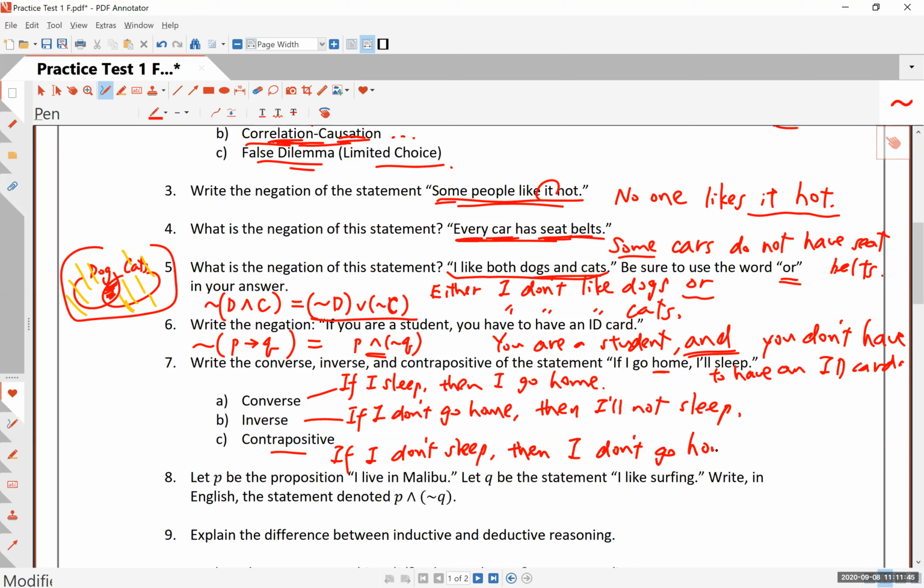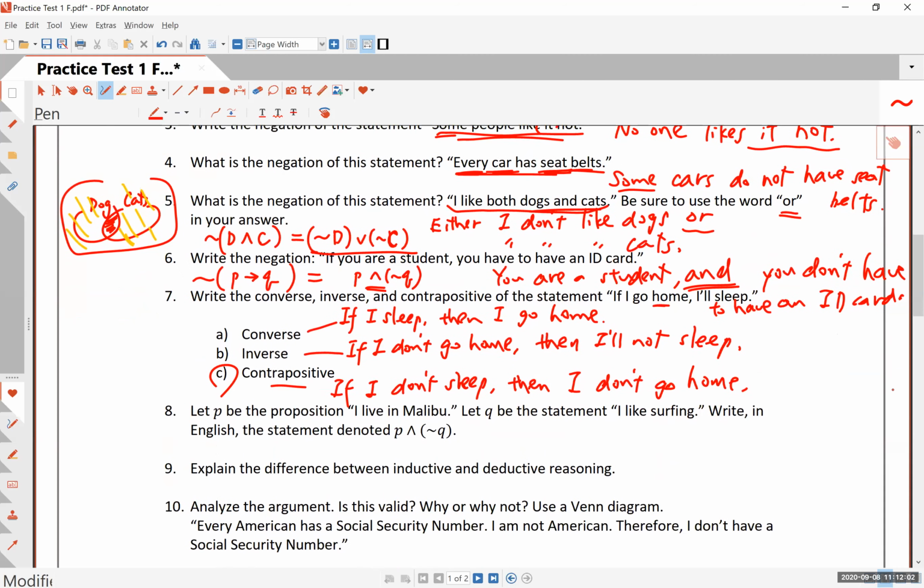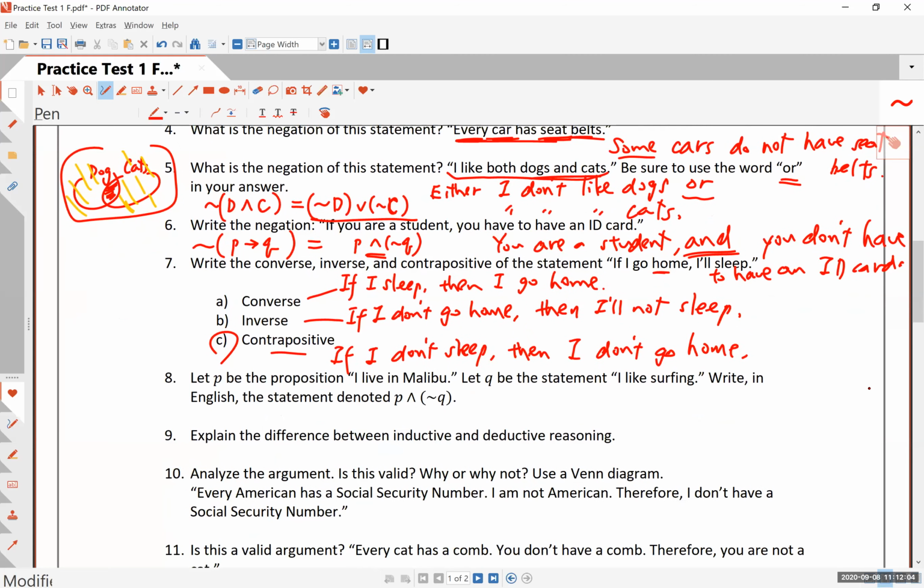So think in terms of what you do to the statement, what you do to P and Q. If you switch P and Q, you get the converse. If you negate P and Q, you get the inverse. If you do both, you get the contrapositive. And only the contrapositive is logically equivalent to the conditional statement, if P, then Q. Of course, that part is not a part of the question.